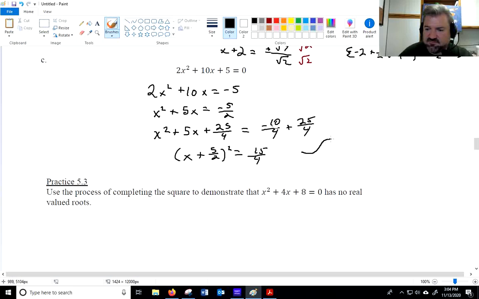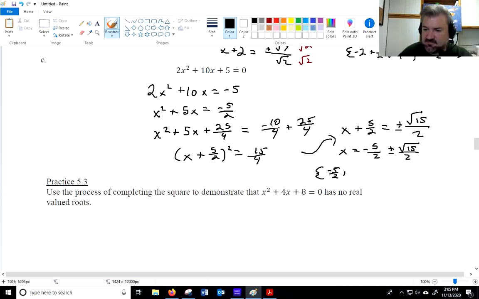Take the square root of each side, plus or minus. You get x plus 5 over 2 equals plus or minus the square root of the top, square root of 15. Square root of the bottom is 2. So x equals negative 5 over 2 plus or minus the square root of 15 over 2. So negative 5 over 2 plus the square root of 15 over 2, and negative 5 over 2 minus the square root of 15 over 2 are our roots.